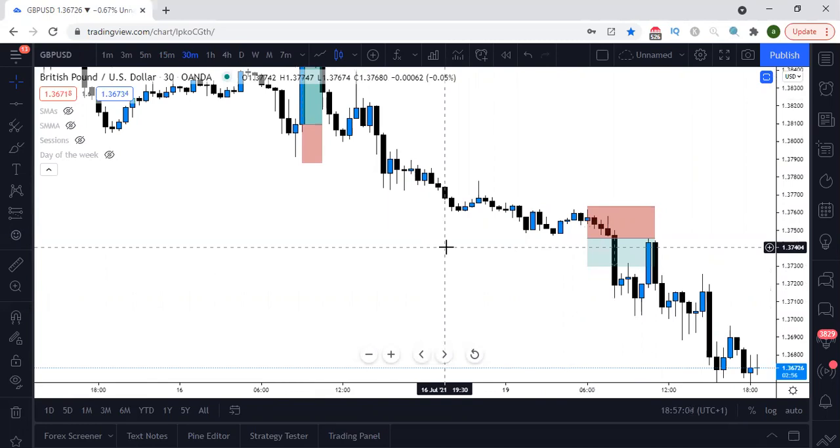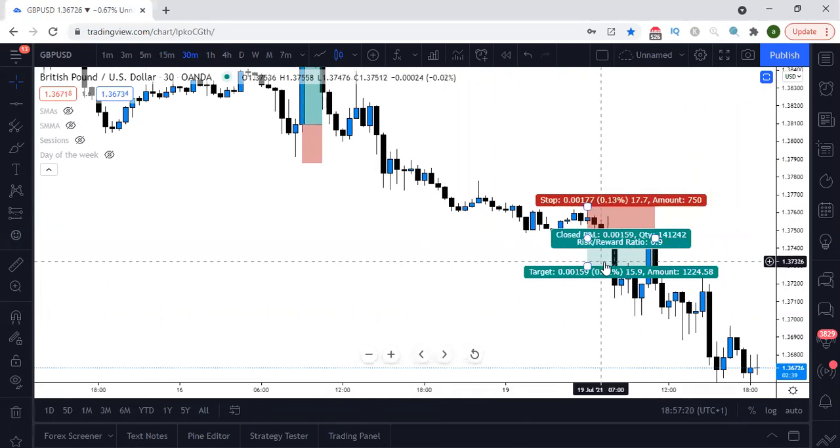This was going on. I am still in a loss, but right now I'm on the road to recovery and sticking to my plan, which is taking very few trades and not over leveraging or anything like that.